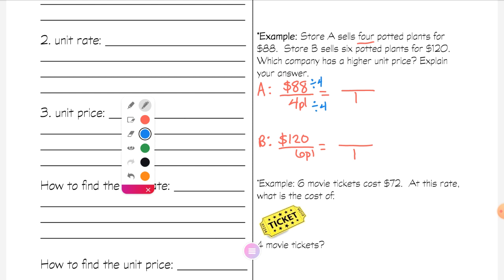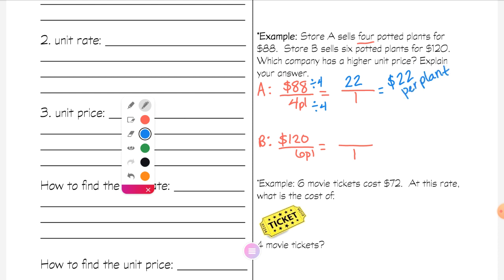Okay, so 88 divided by 4, what is it? 22. What does that unit rate mean? 22 over 1, what does that mean, Leo? Price over product. Yeah, so $22 per plant.